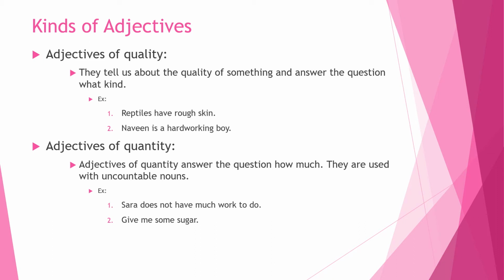With the uncountable noun work, we use much. Here, the adjective of quantity is much. Adjectives of quantity always answer the question how much. In the next example, give me some sugar. Sugar is an uncountable noun. So, some is the adjective of quantity which we use with uncountable noun sugar. Hope you have understood the adjective of quantity.